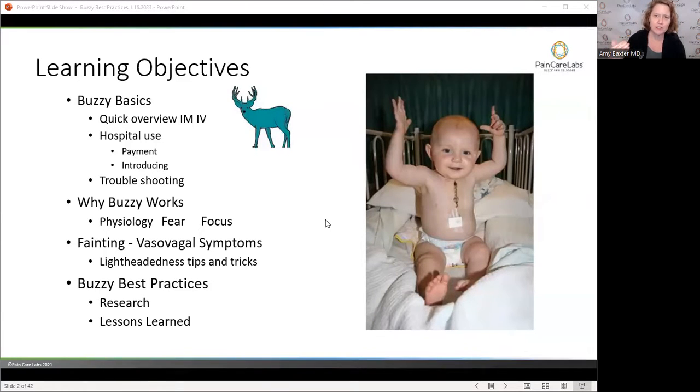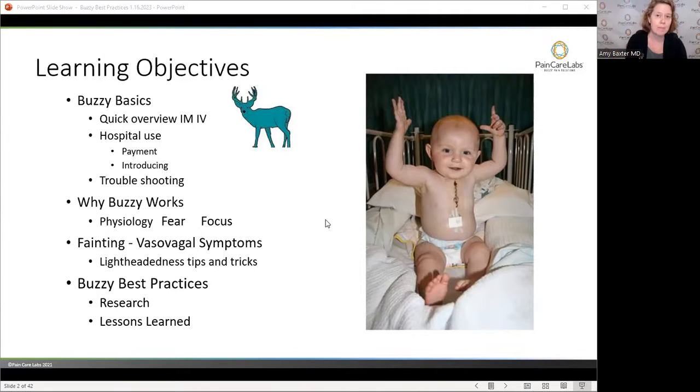After that, for those who want to stay for the science, we'll talk about why Buzzy works and the concept of physiology, fear, and focus, how we know now that the brain processes pain, so that you can not just use Buzzy for pain relief, but also to make the experience processed better. I'm going to talk a little bit about vasovagal syncope and fainting. One of the main reasons that people use Buzzy as adults is because it blocks the vasovagal signal, and so you don't get the same nausea and fainting.